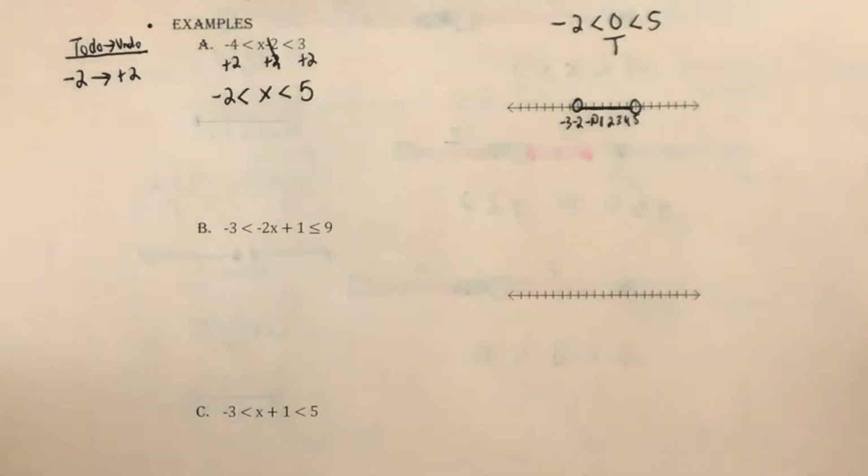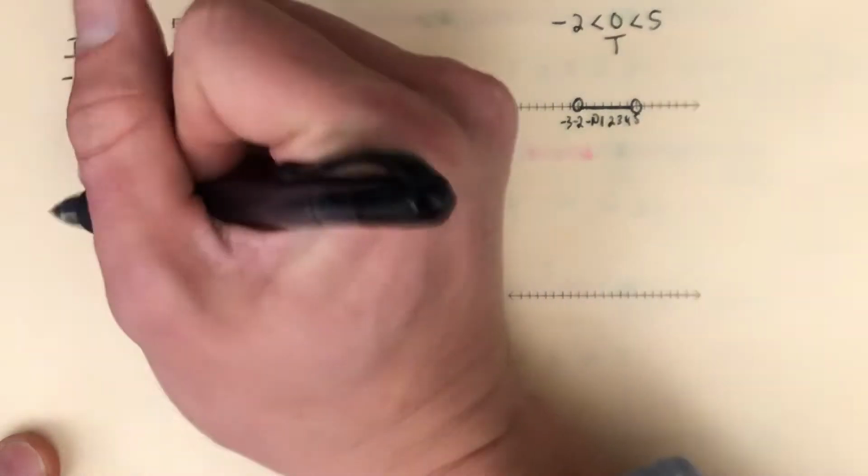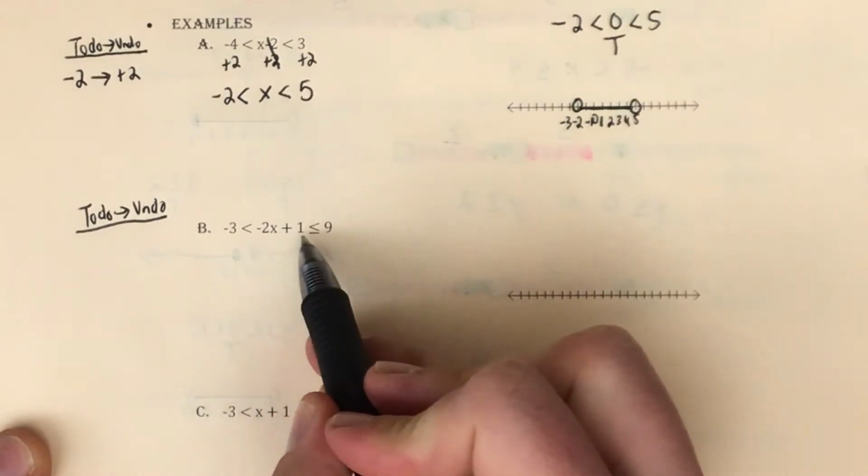All right, well, let's take a look at example B. I'd encourage you to try this one on your own, then check your answer with mine. So example B says -3 is less than -2x plus 1, which is less than or equal to 9. First step, find your variable. Here it is in the middle, where it always will be on these compound inequalities. Figure out what's being done to it. So I'm going to create my little to-do to undo list. I see that there's a -2 involved, and I see that they added 1.